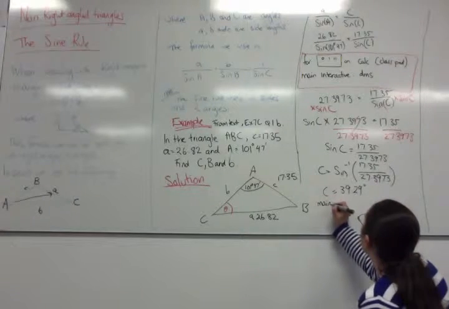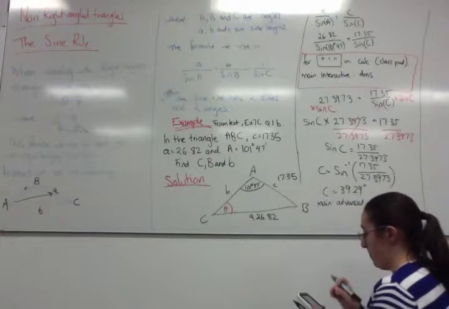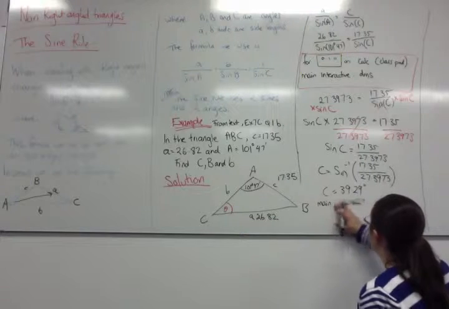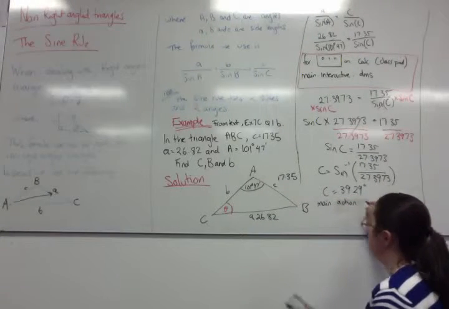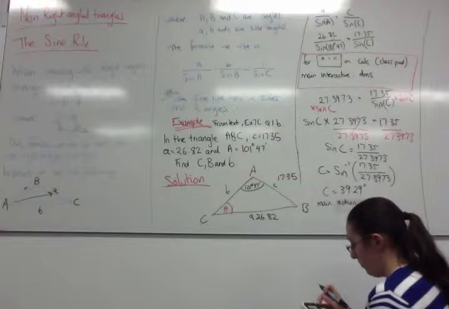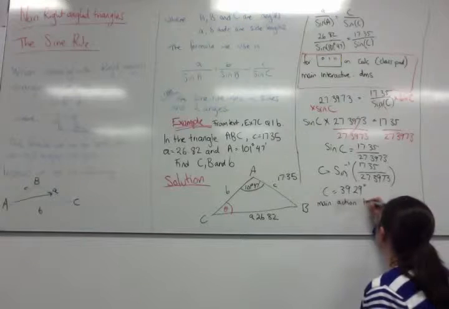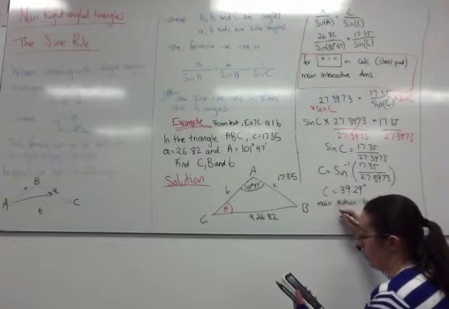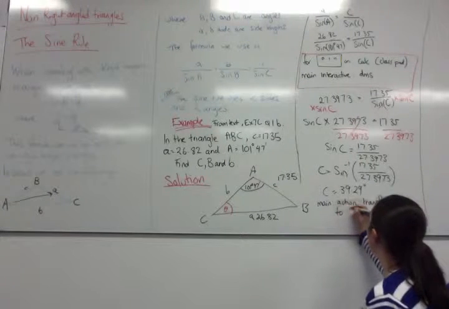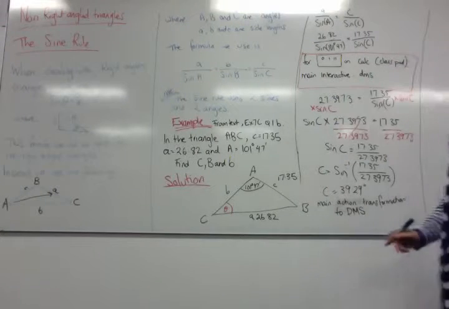Main, advanced, oh sorry, not advanced, action, skipped one. Main, action, then you'll go to transformation, and then you'll select the option that says to DMS. And it'll be written in that way.